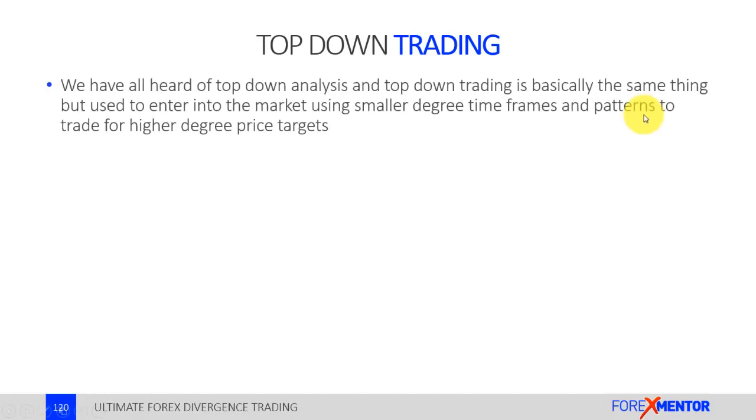Now, we've all heard of top-down analysis, and top-down trading is basically the same thing, but used to enter into the market using smaller degree time frames and patterns to trade for a higher degree price target. Top-down analysis is basically where we're looking at the monthly chart, the weekly chart, daily chart, 4-hour chart to isolate direction and looking for good trade opportunities even on the small degree time frames.